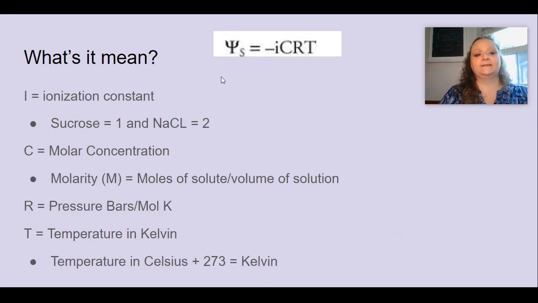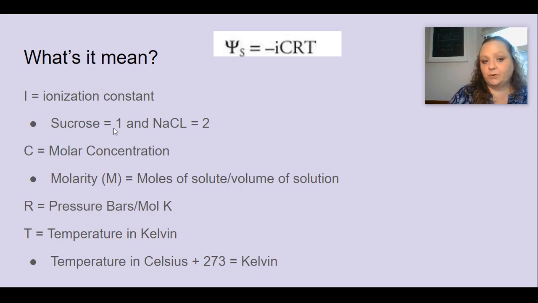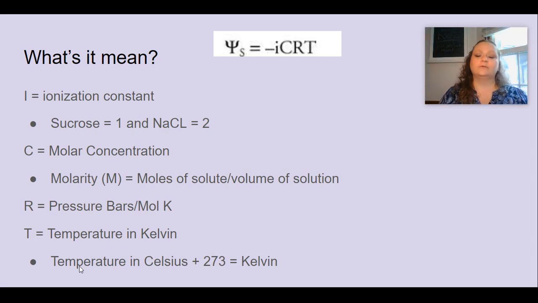i stands for the ionization constant, which for sucrose is 1 and for salt is 2. C is our molar concentration, essentially molarity. Okay, so moles of solute per volume of solution. R is our pressure constant, in bars per mole K. T is temperature in Kelvin. And don't forget, temperature in Celsius plus 273 equals Kelvin.